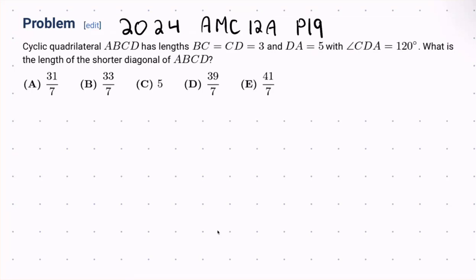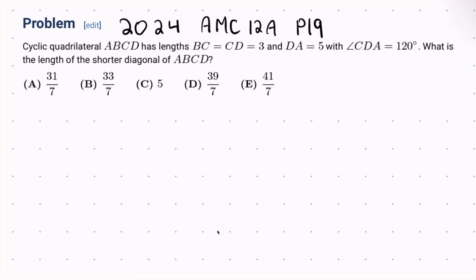Hi everyone, today let's solve the 2024 AMC 12A problem 19. The problem reads: cyclic quadrilateral ABCD has lengths BC equal to CD equal to 3 and DA equal to 5, with angle CDA equal to 120 degrees. What is the length of the shorter diagonal of ABCD?